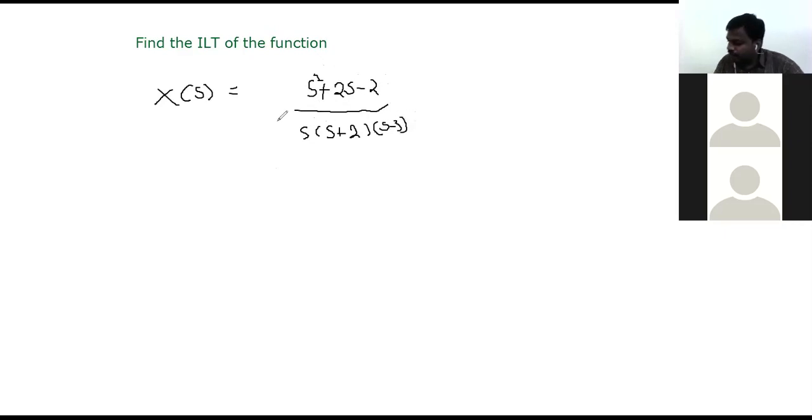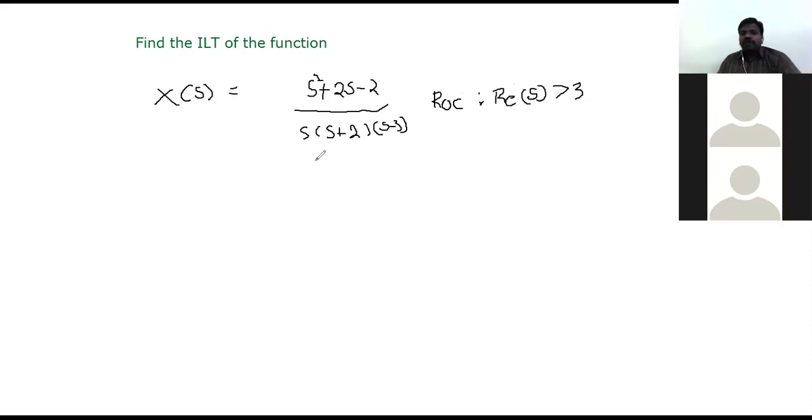This is the given function, and the ROC is already given. Whenever the information regarding x of s is given, the ROC of that function is mentioned in the problem itself. So the ROC is: real part of s must be greater than 3. Real part of s means sigma. Please do remember this one.